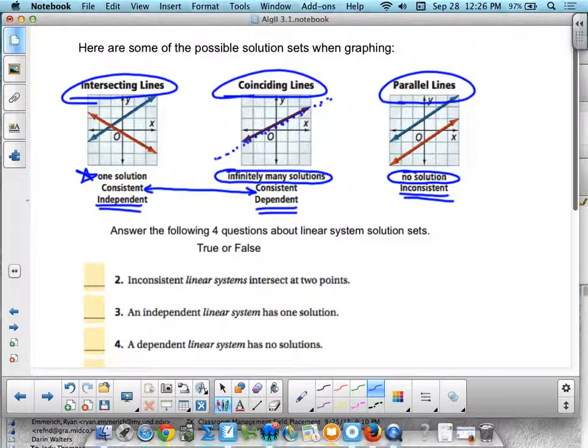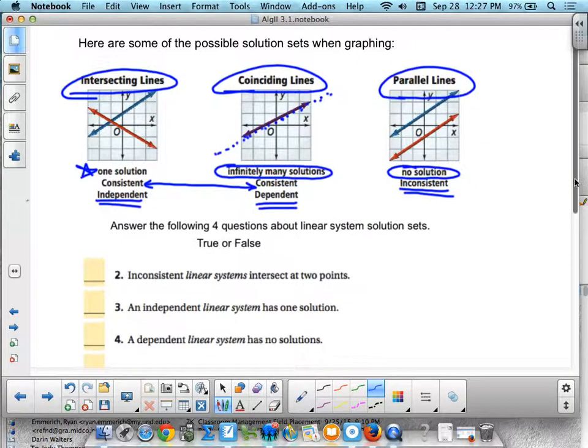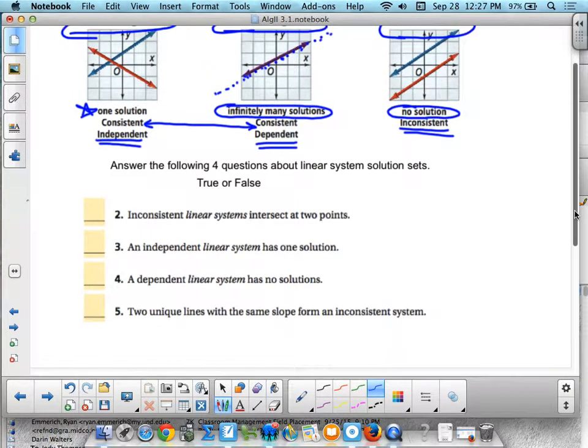Okay? So they do make you memorize those words, but for the most part, what I want to know is, what is the solution? Is it this, infinitely many, or is it none? So that's what I'm very interested in. Okay, can you answer those four questions? Answer the following 4 questions about linear systems. True or false? Just answer them. Give you about 30 seconds.